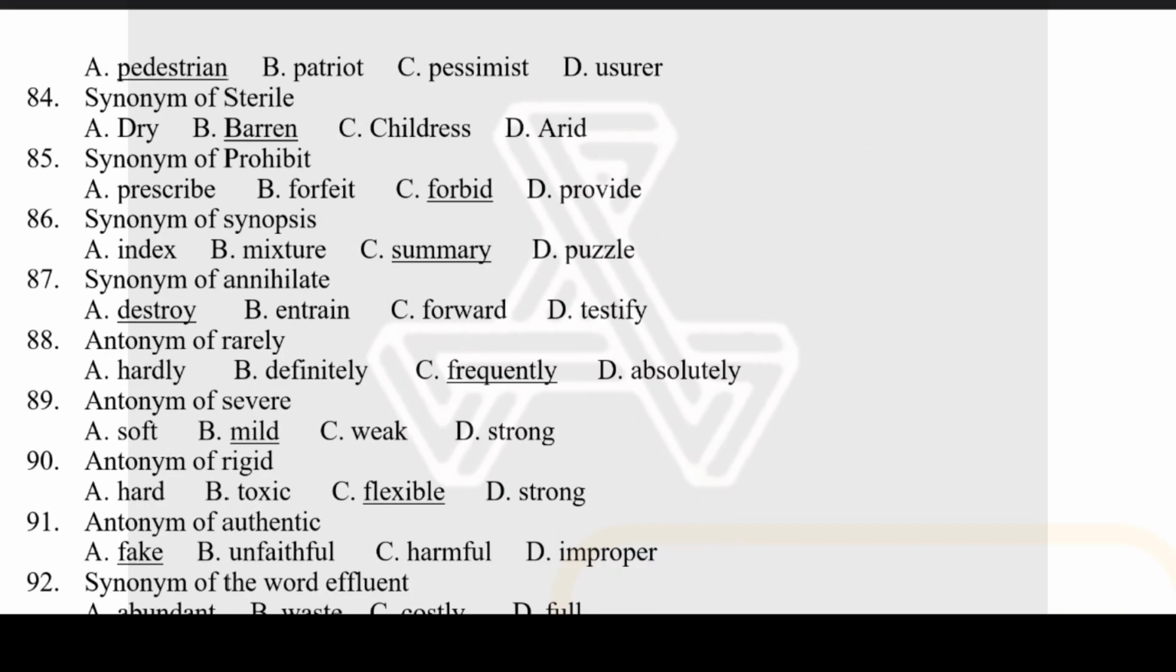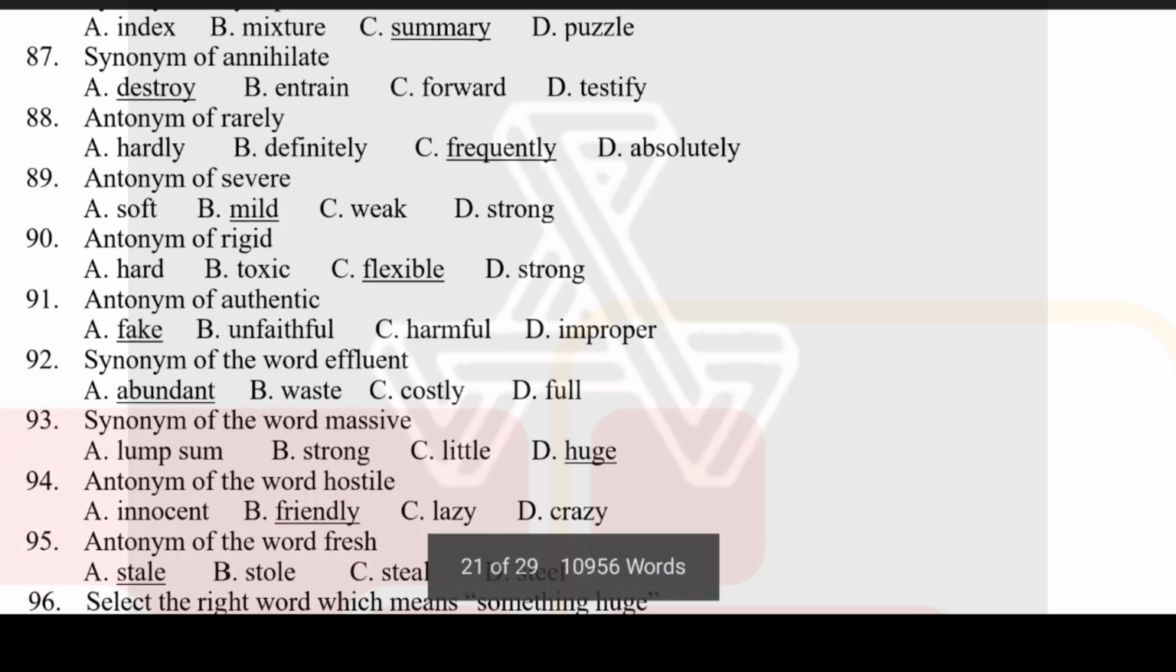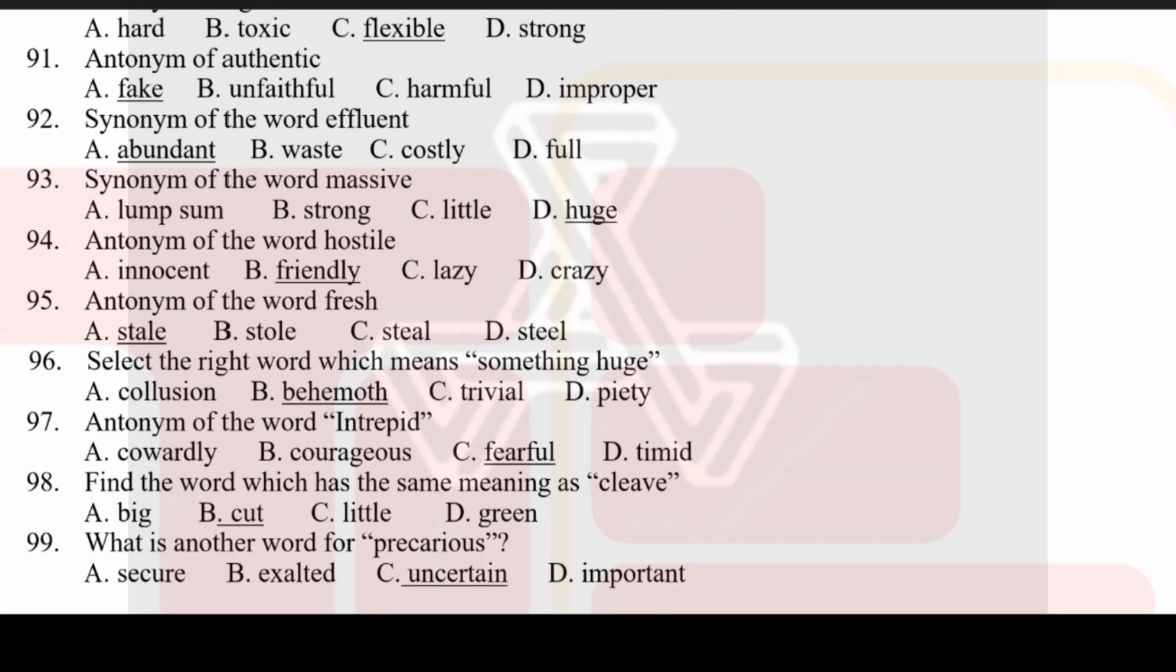Synonym of sterile: barren. Synonym of prohibit: forbid. Synonym of synopsis: summary. Synonym of annihilate: destroy. Antonym of rarely: frequently. Antonym of severe: mild. Antonym of rigid: flexible. Antonym of authentic: fake.